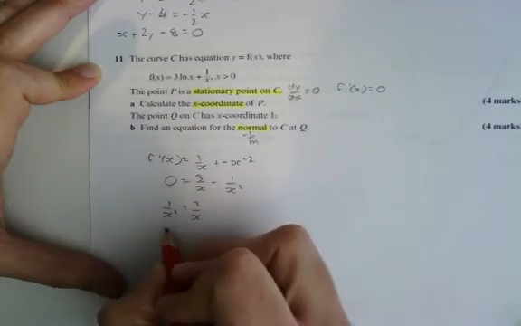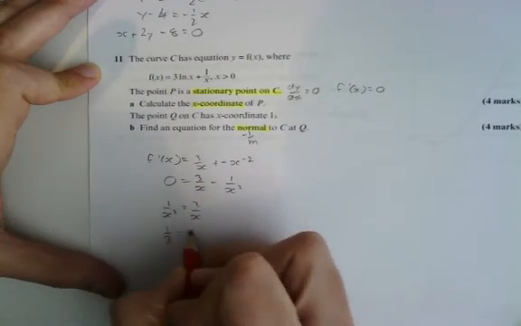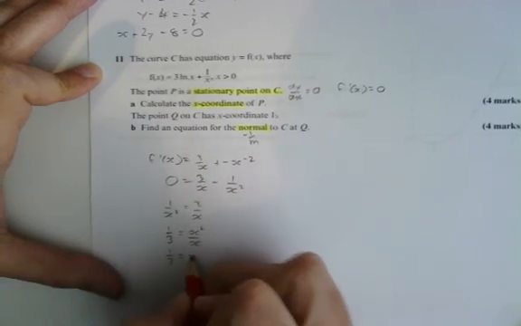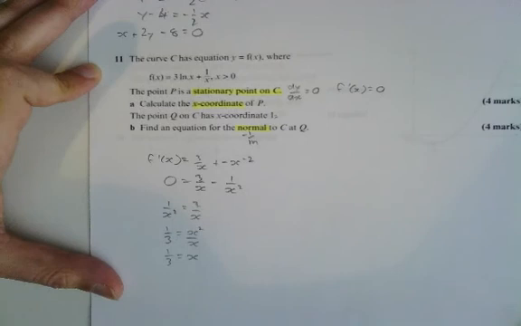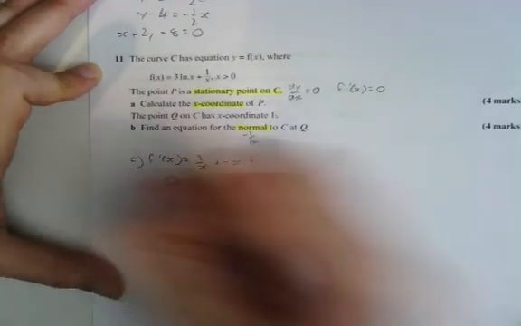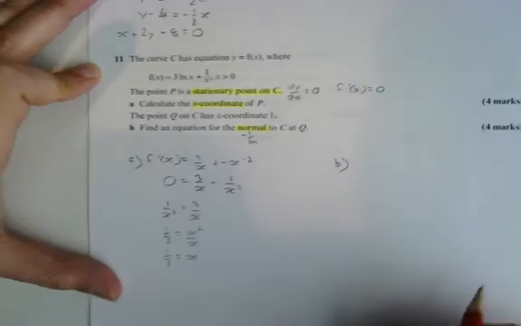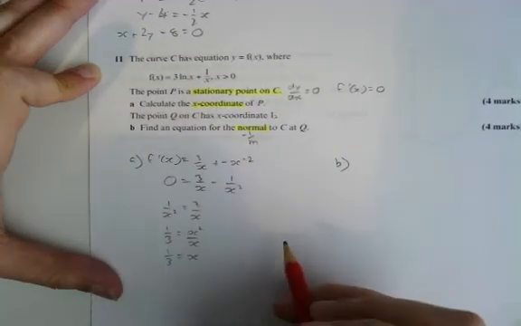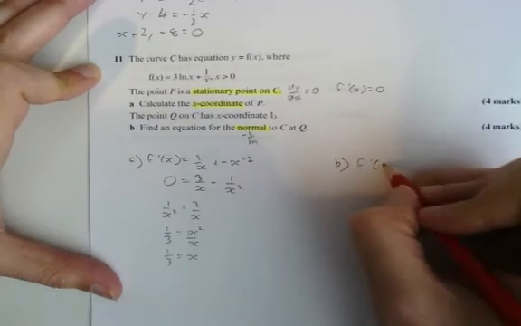And then the way that I would solve that is I'd put the 3 down there, the x squared up there, so I'm going to get 1 over 3 equals x squared divided by x, which means that x will equal a third. Okay, so that's part A done. Part B, find an equation for the normal at Q when x is 1.